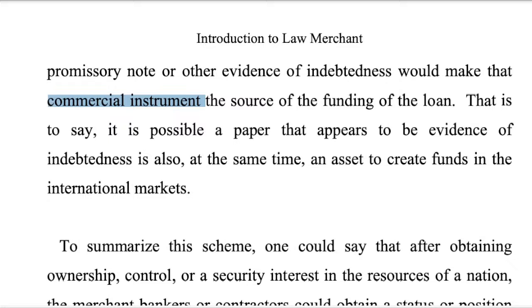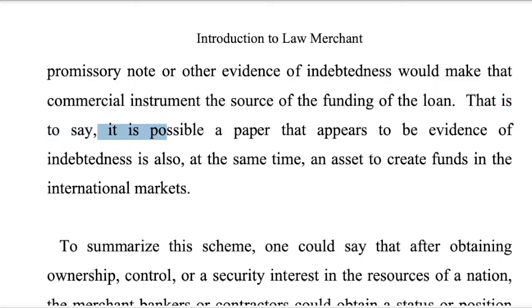There we go. Okay. The promissory note or other evidence of indebtedness would make that commercial instrument. So the promissory note or other evidence of indebtedness would be the commercial instrument, the source of the funding. So all those 7 points have to be contained in a promissory note or other evidence of indebtedness. Would make that commercial instrument the source of the funding of the loan.